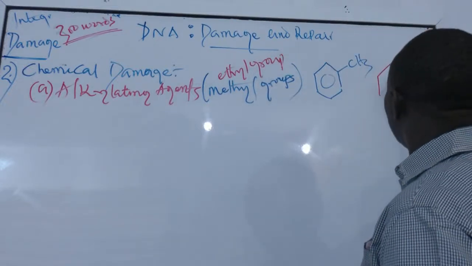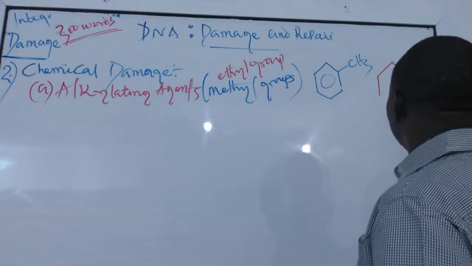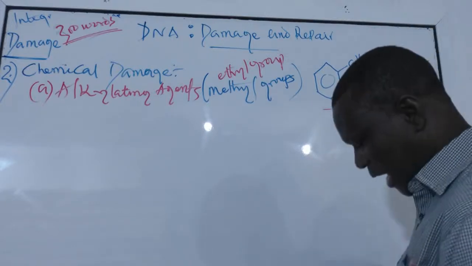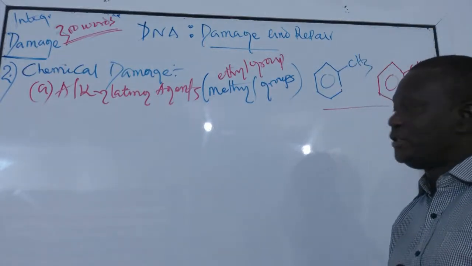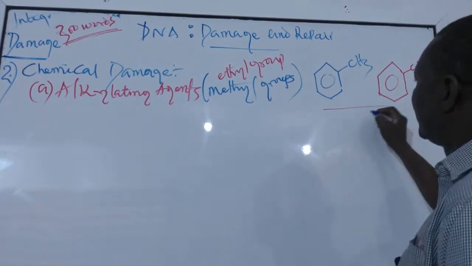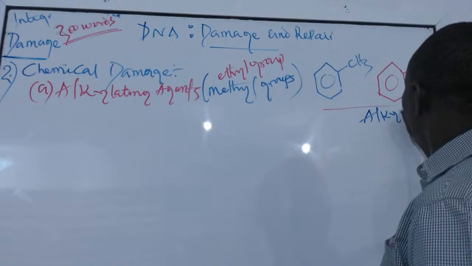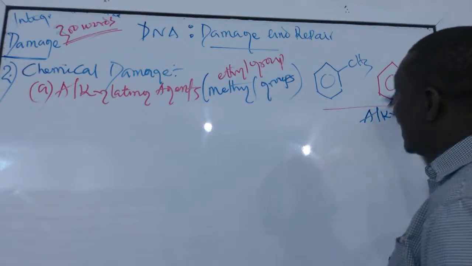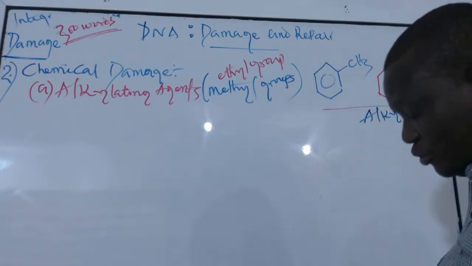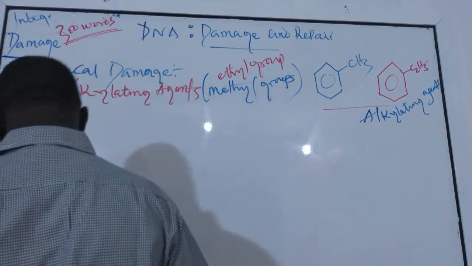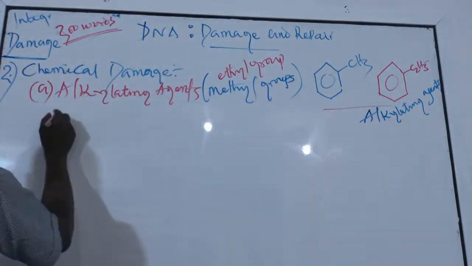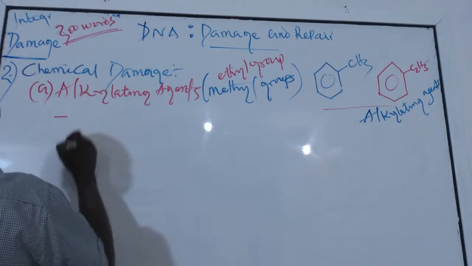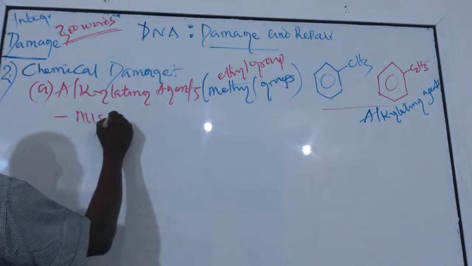So even if you have something like this, there are some compounds that will be like that, C2H5. All these are grouped under alkylating agents. Okay, you need to know that. The type of damage they cause to the DNA is chemical in nature. So they will cause what is called mispairing error. They will cause mispairing.